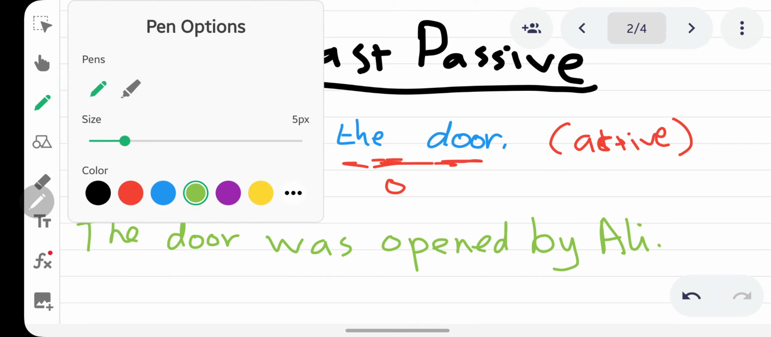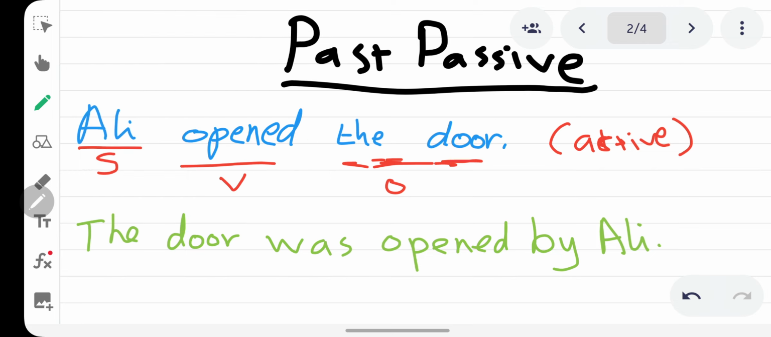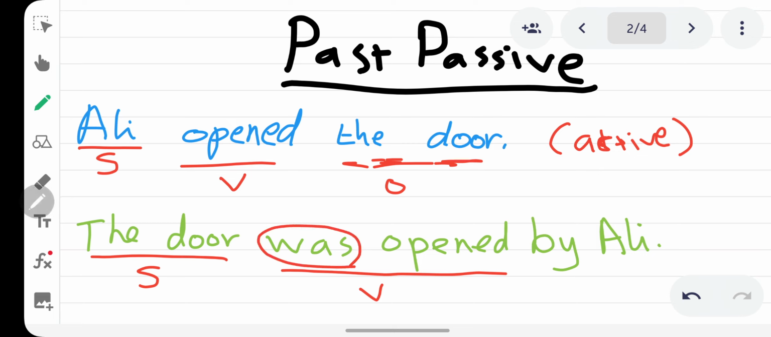Now if you notice, what is it that we have in here? The door is now the subject of the sentence. Was opened, all of this is the verb of the sentence. So as you can notice here, we need an auxiliary verb, which is was, and then we need the past participle of the verb. Now this sentence we call a passive sentence. This is in general how we can change the active sentence into a passive sentence.